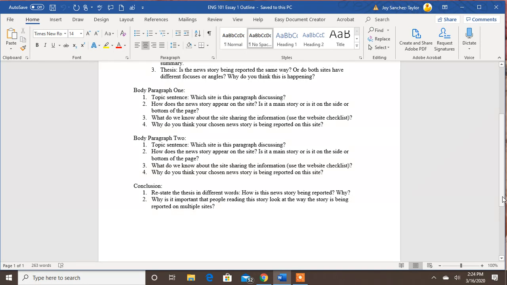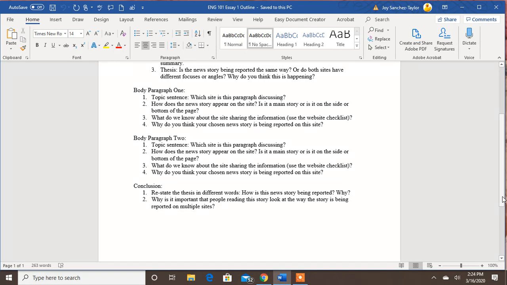Conclusions almost always work the opposite of introductions. So you've introduced the idea in the introduction by going from the biggest idea to the smallest, the most specific idea. A conclusion works the opposite way. You want to go from the most specific idea, so restating your thesis in different words, to the broad idea, bring it out to the people, right? So the conclusion is the place in your essay where you tell us why we should care, why anyone should care about the topic of your essay.